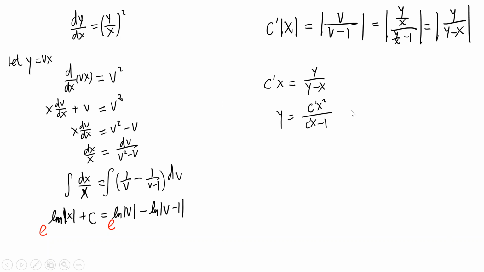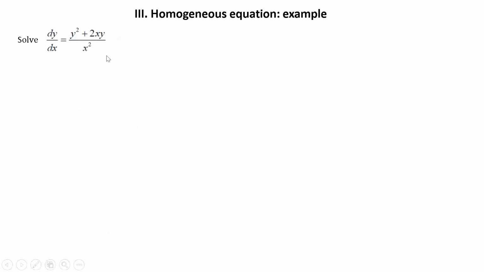Okay, in this slide it's just another example. I have all the steps shown here, but the key is that you need to identify whether this one can be written as a function of y divided by x or not. It's actually quite obvious, because this is y divided by x squared, and the second term is just 2 y divided by x.